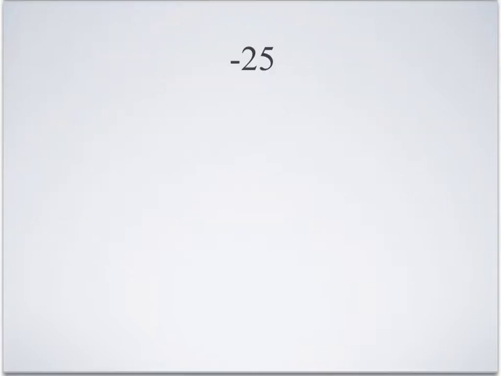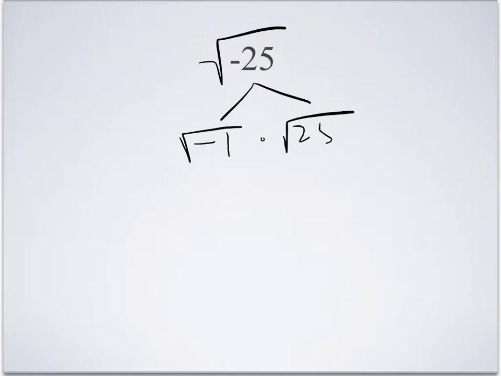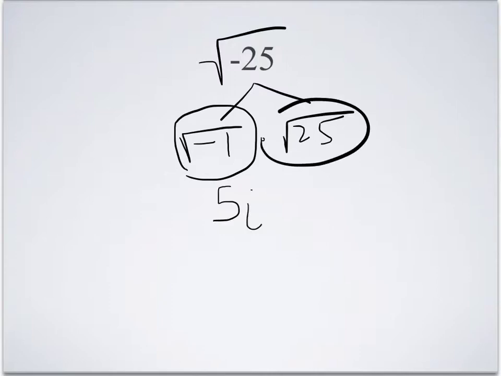So let's see how. If I have the square root of negative 25, that is the same thing as the square root of negative 1 times the square root of 25. And I just said before, the square root of negative 1 is i, and the square root of 25 is 5. So we get 5i.